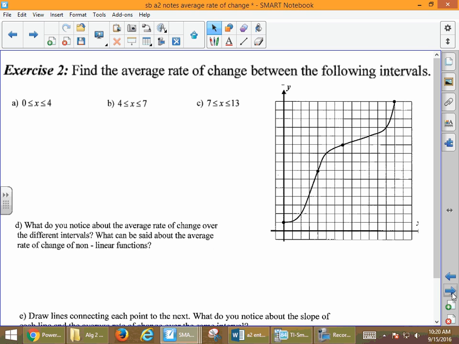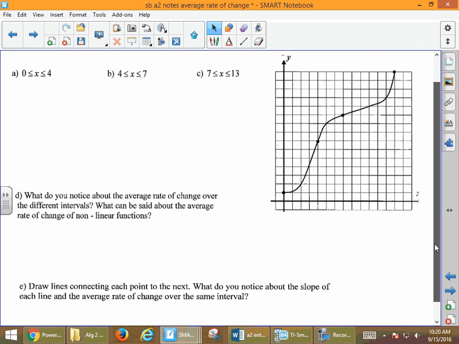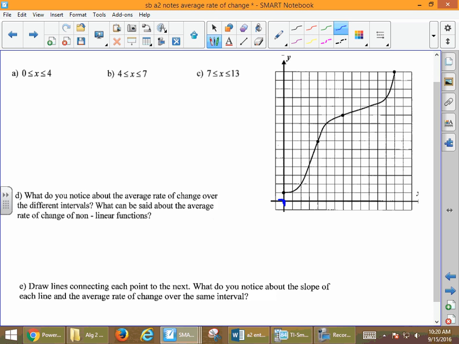So as we look over here, here is a nonlinear function that we want to find the average rate of change. So we're going to have to come up with some values here. And our first interval that we're looking at is x is between 0 and 4. So when we look on here, here's 0, 1, 2, 3, 4. Let's find those corresponding values. We've got a point right here, and we've got a point right there. Our first point is (0, 1). And our second point is at 4, 1, 2, 3, 4, 5, 6, 7. (4, 7).